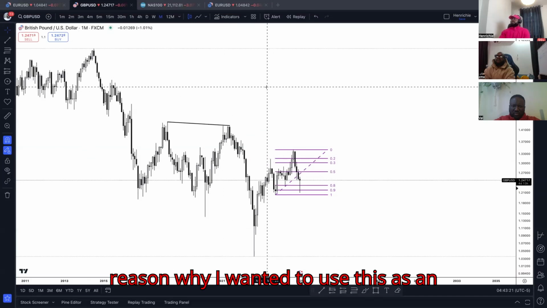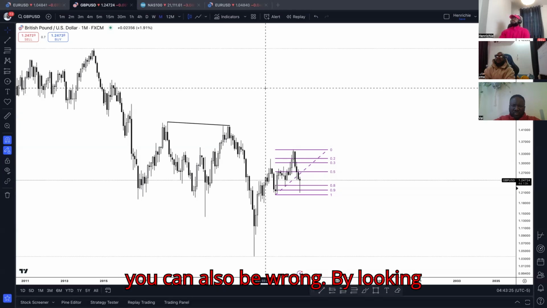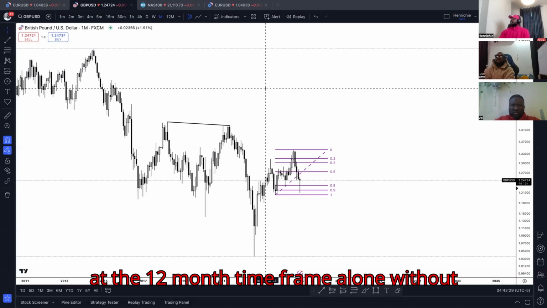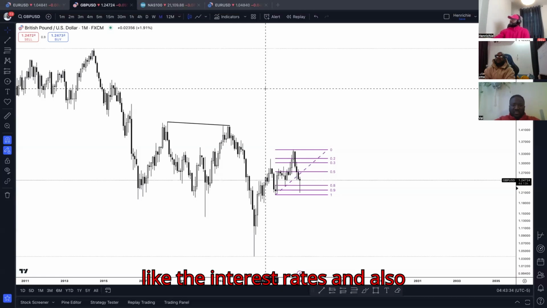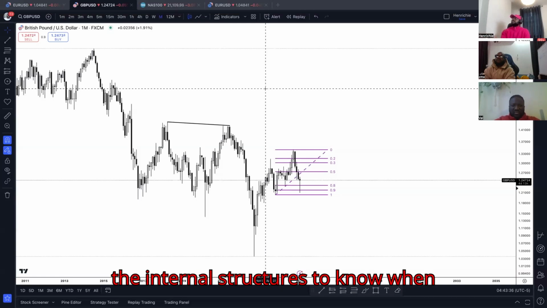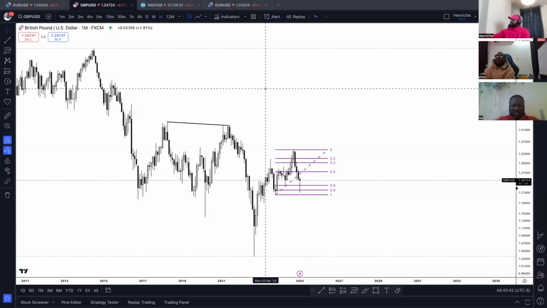The reason why I wanted to use this as an example is because sometimes you can also be wrong by looking at the 12-month time frame alone without using other things, other indicators like the interest rates and also the internal structure, to know when the market has shifted structure from bearish to bullish. Does that make sense, guys?